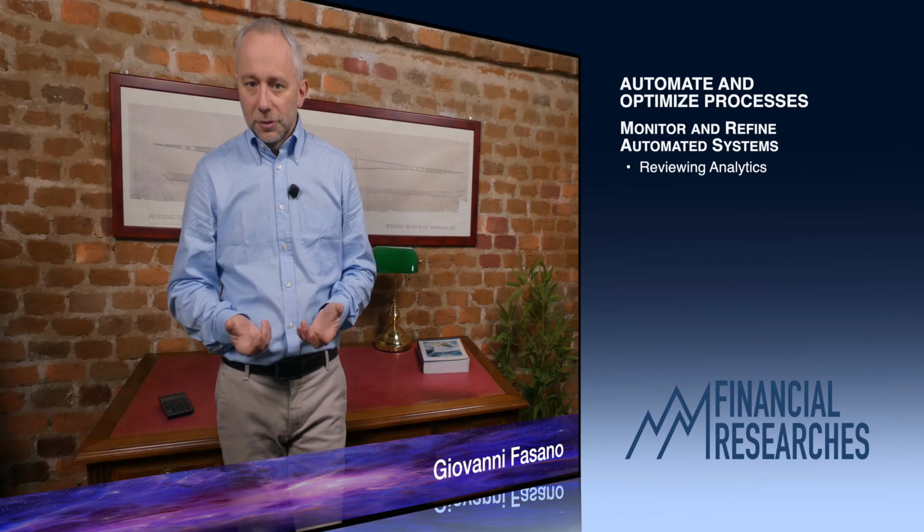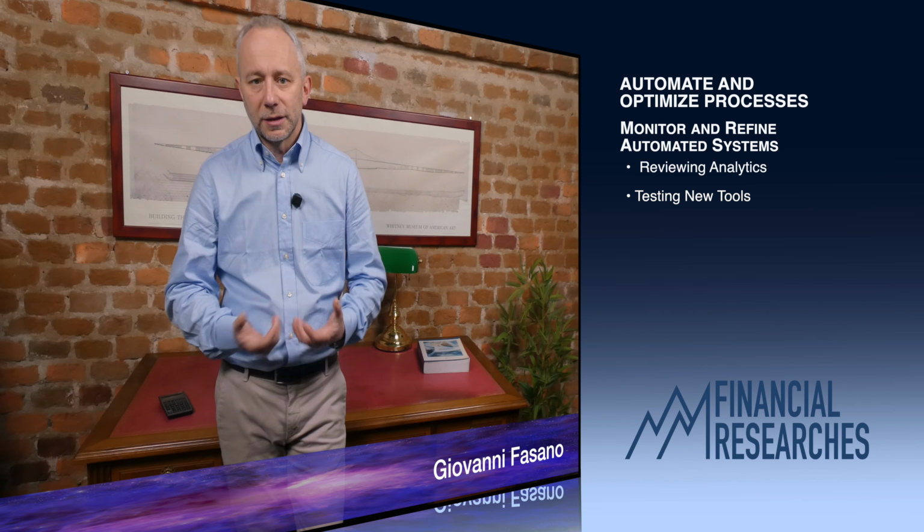Automation is not a one and done process. To ensure your automated systems continue to run efficiently, you need to monitor and refine them regularly. Look for opportunities to improve automation by, for example, reviewing analytics, testing new tools, and adjusting workflows.